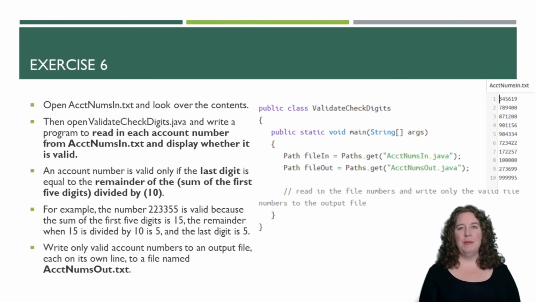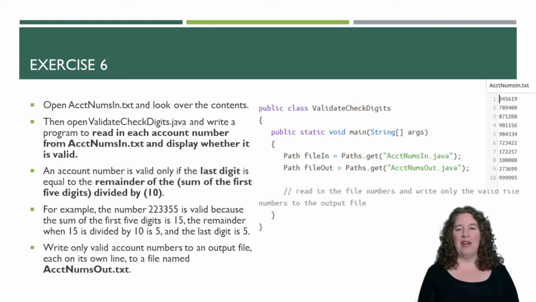The first assignment is number 6. In this one, you are going to create an account numbers in text file. It's similar to the one over on the side there. I think there's like 10 in there. I don't know, I think the assignment says make 15. Put in a couple of account numbers.